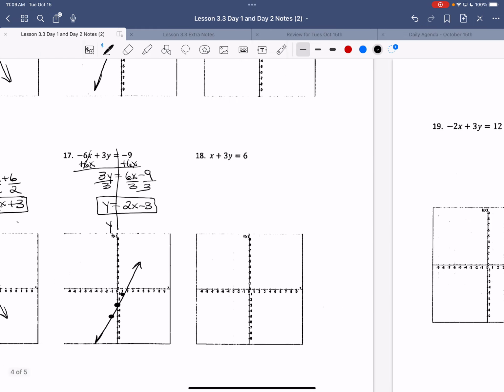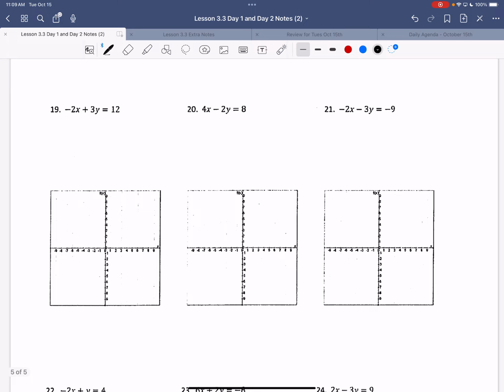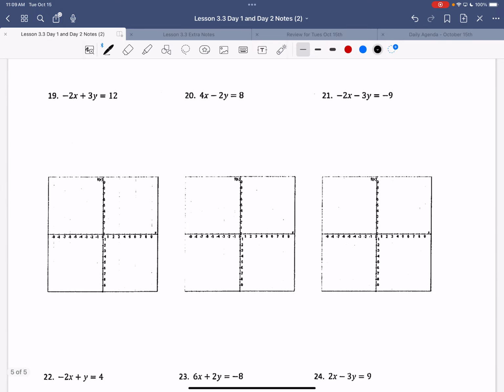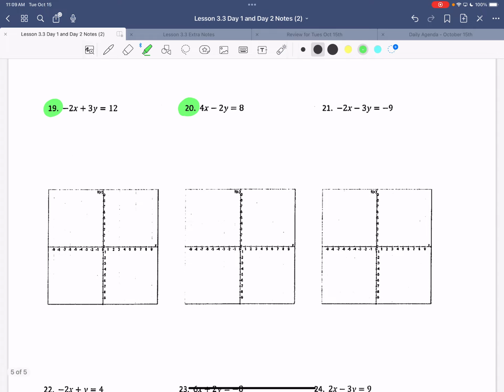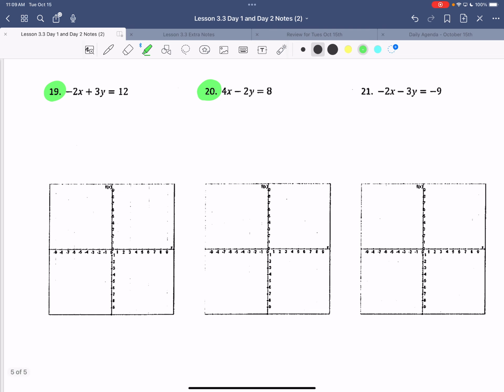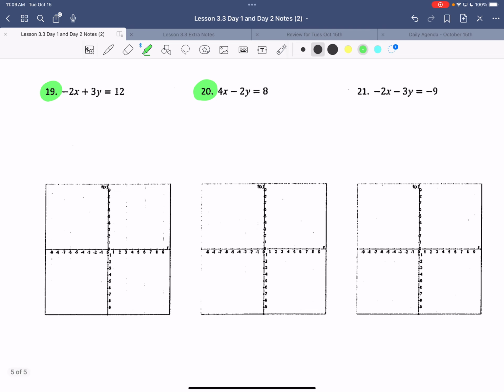So let's work on 19 and 20. Why don't you guys do 19 and 20? Let's double check, make sure we got it, and then I'll give you some time to work on your assignment. Everybody has the assignment, correct? The assignment's 5 problems, so when we're done with this, we're going to work on that and use that as our practice.